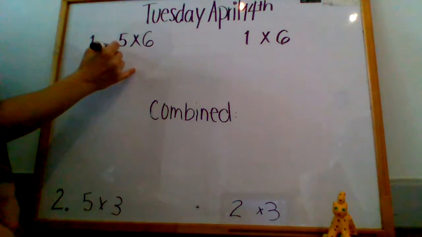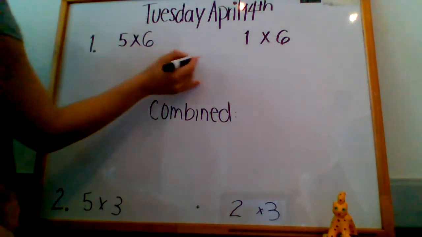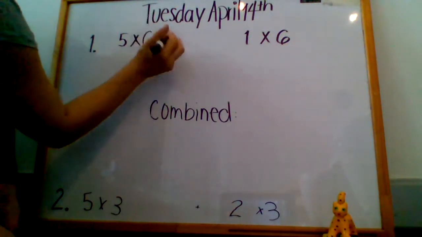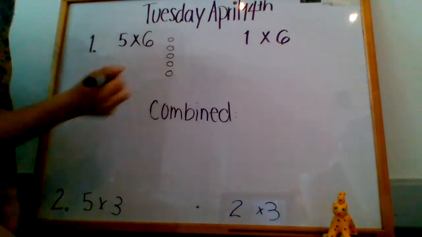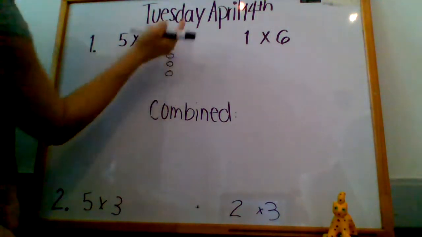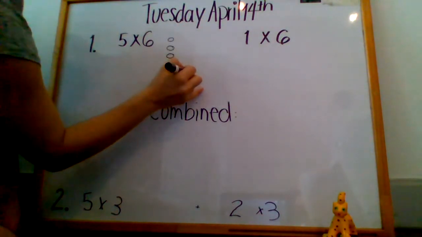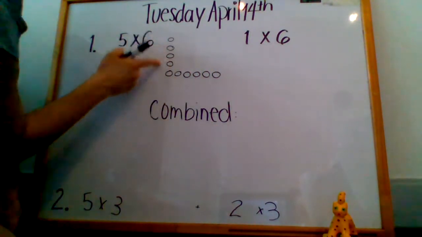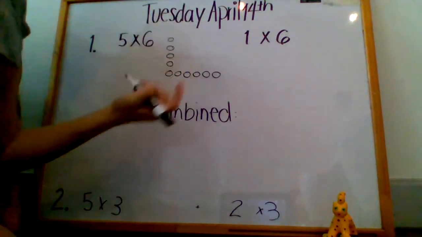Okay, so let's start with 5. So we have 5 rows, which are going to go side to side. So our rows are going to be going this way. 1, 2, 3, 4, 5. And we have 6 columns that are going to be going up this way. 1, 2, 3, 4, 5, 6. So each row of the 5 is going to be filled with 6 columns.